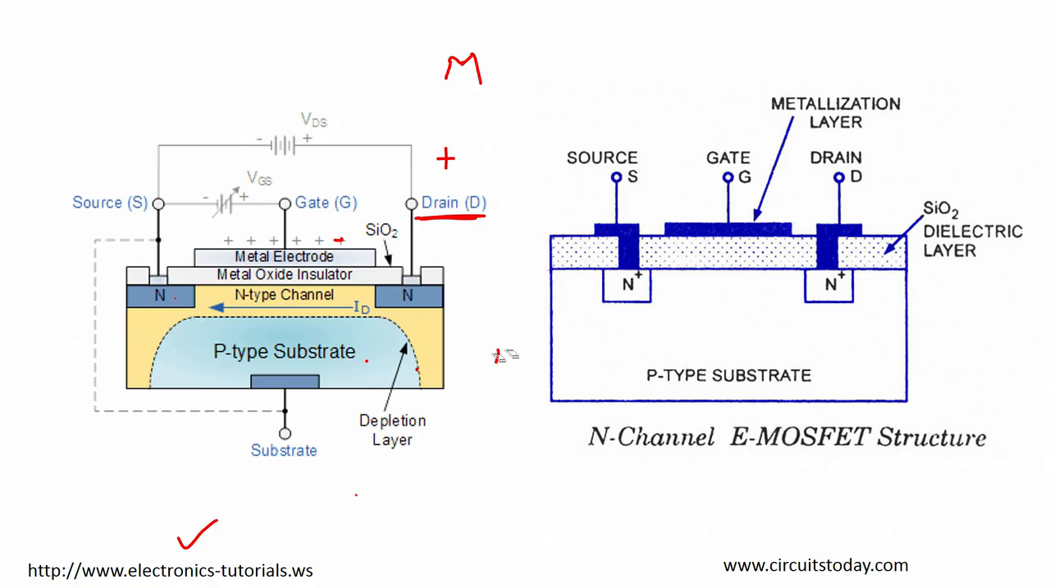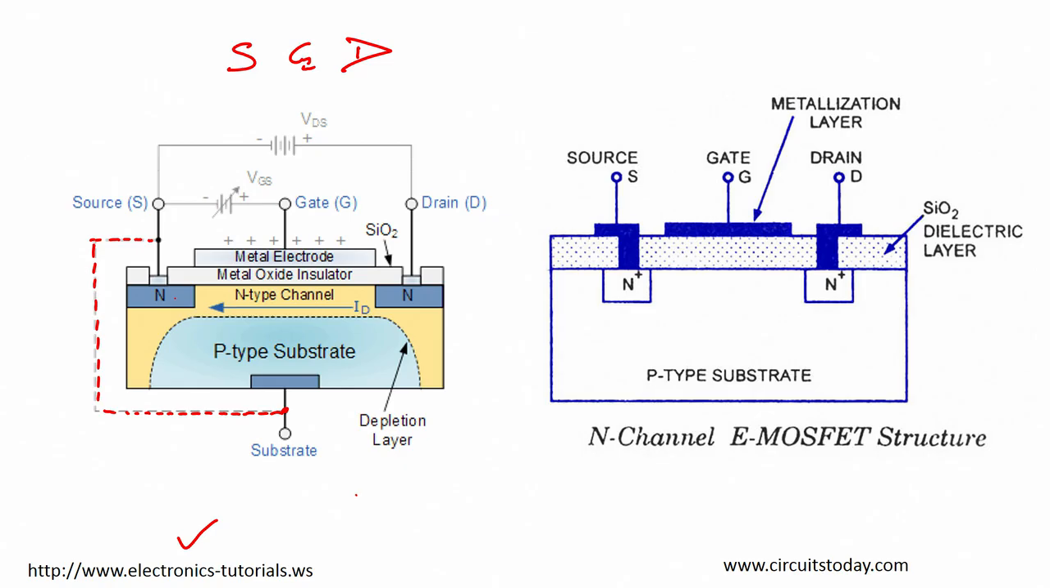Now, what is the next step? Next step is, you see here there is a connection between source and the substrate. There is a connection between source and substrate, right. So, you will see that the MOSFET generally has only 3 terminals: source, gate and drain.